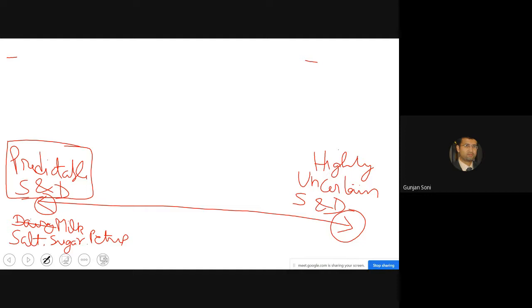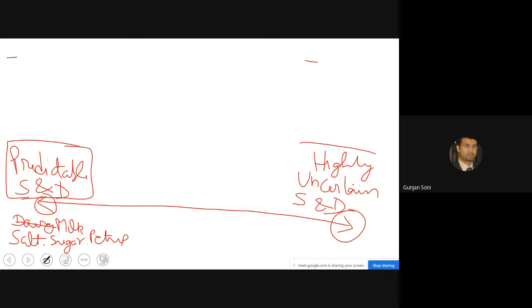Salt consumption in a household is generally more or less constant. Sugar consumption is more or less constant, except during the festive season, you can say. Petrol consumption: if you are going to office on a daily basis, your petrol consumption would be by and large constant. So these are things for which demand and supply are fairly predictable.